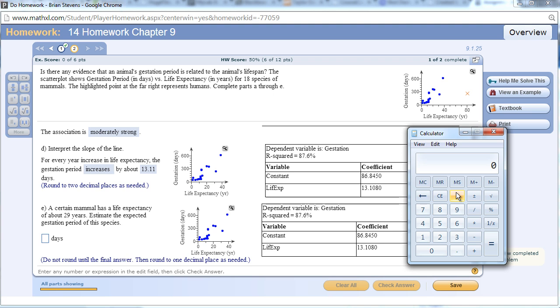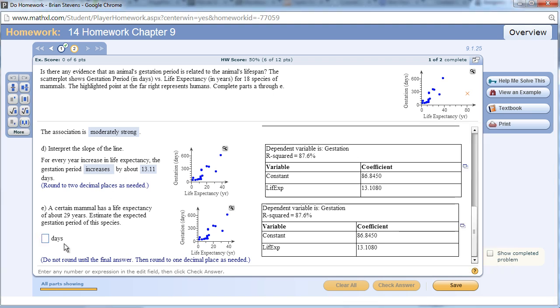So we're going to go ahead and plug that in for x. 29 times 13.1080. We are just plugging 29 in as our x using B0 and B1 right there. Plus 86.845, and we have 466.977. It says do not round the intermediate answer, then round to 1 decimal place. So that's actually going to round to 467.